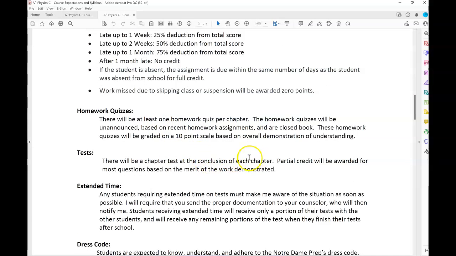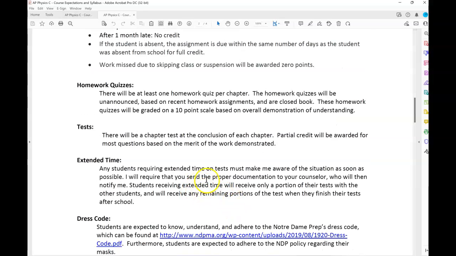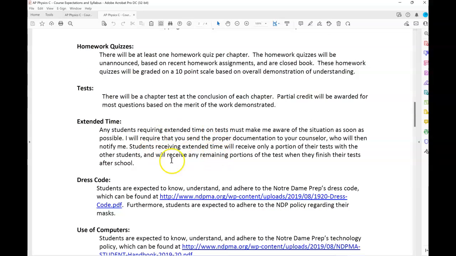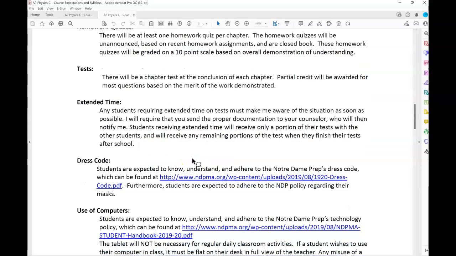The test will typically have one at the conclusion of each chapter. Again, partial credit is awarded for most questions based on the merits of the work. If you're somebody that gets extra time for testing, you have to set that up through counseling. I don't care how you want to do that, but I do ask that the testing is done all in one setting. Talk to your counselor and figure out the best way to do that for you.